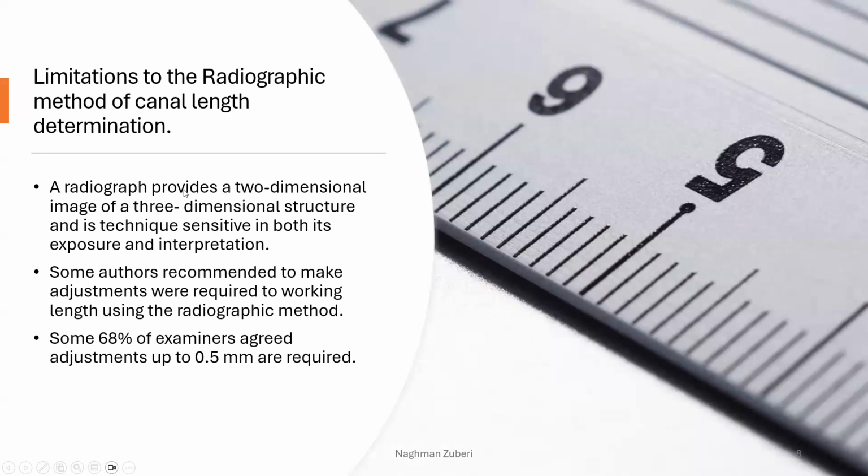A radiograph provides a two-dimensional image of a three-dimensional structure and is technique sensitive in both its exposure and interpretation. Some authors recommended making adjustments to the working length using the radiographic method. About 68% of the examiners agreed adjustments up to 0.5 millimeter are required.